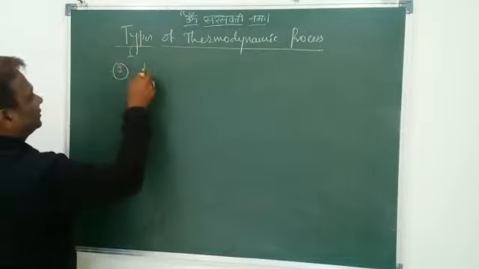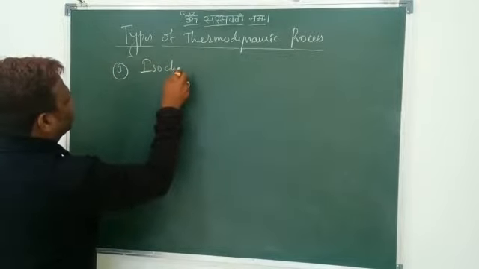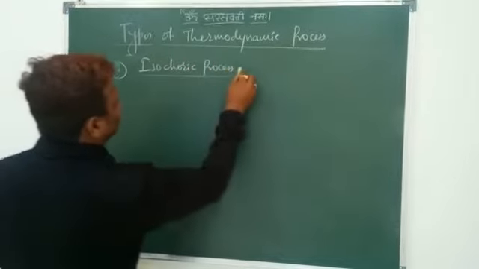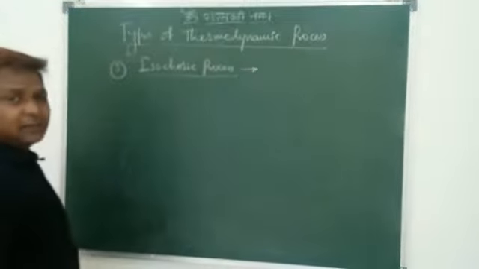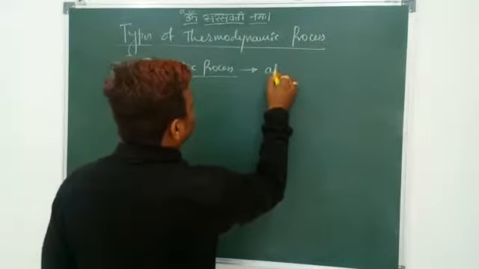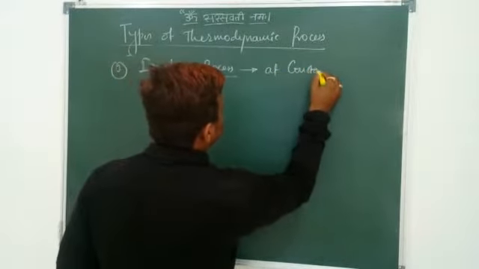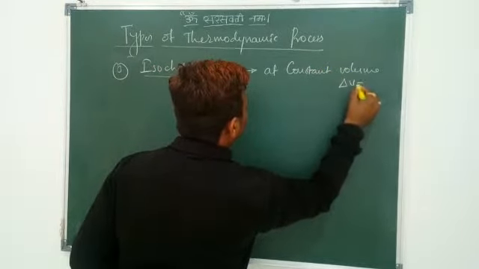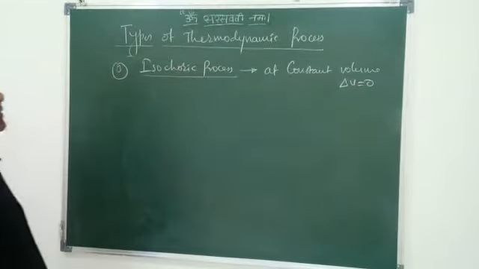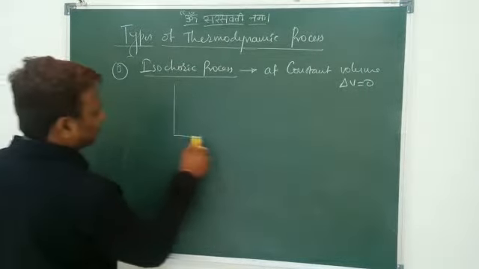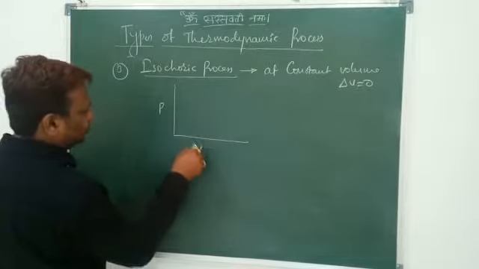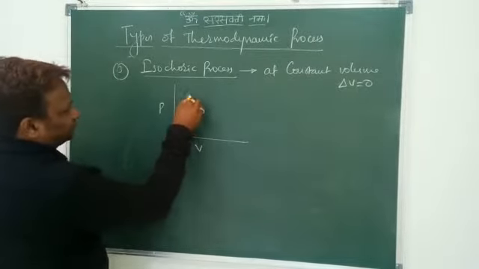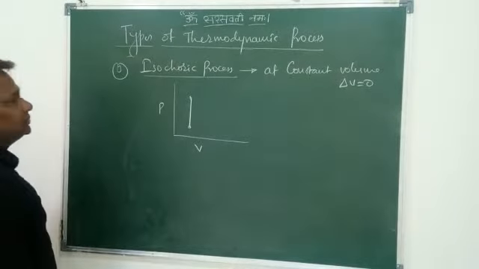And third one, isochoric process, a process which takes place at constant volume. That means our delta V equal to 0. And in that very simple way, if you want to plot a graph of pressure against volume, we are getting a straight line, no change in the volume. Initial, final, both are same, delta V equal to 0.